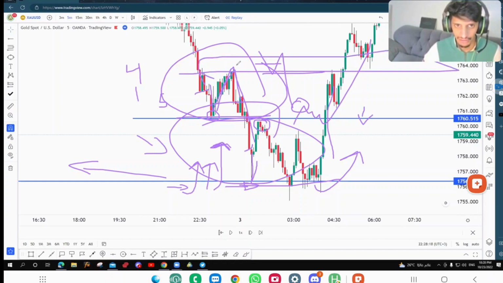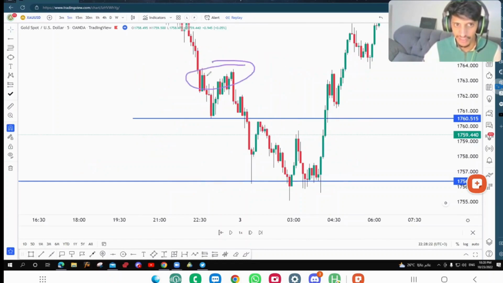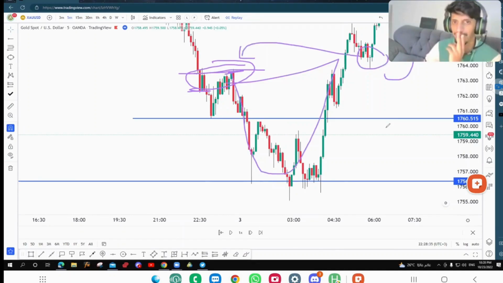This was the previous resistance. This was support here, resistance down. Once we broke it, it turns into a flip zone, support to send the price up. Yeah, amazing.